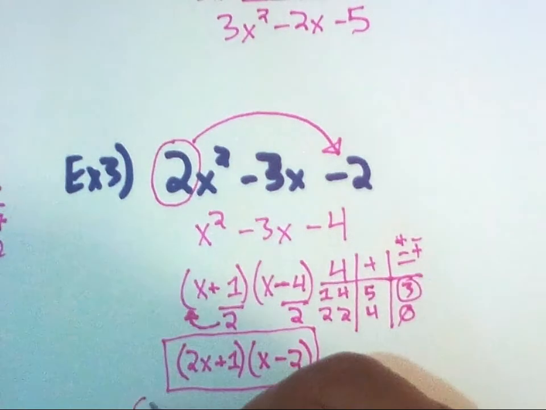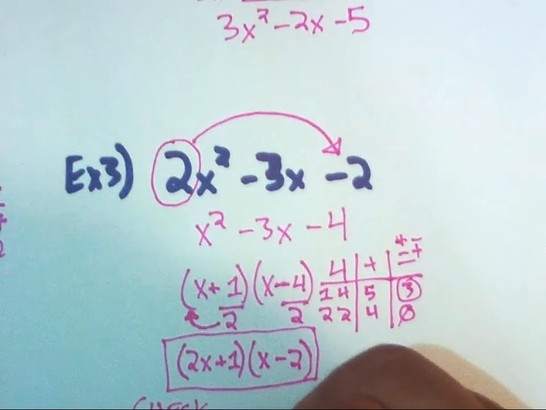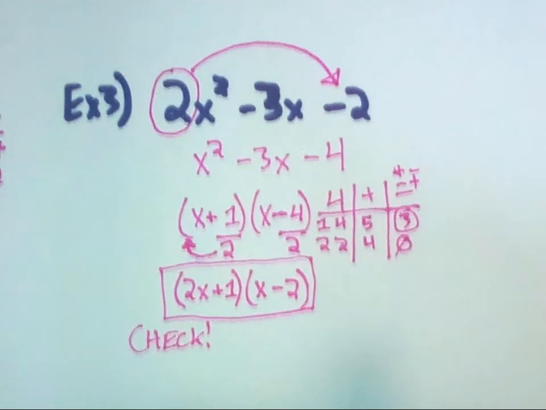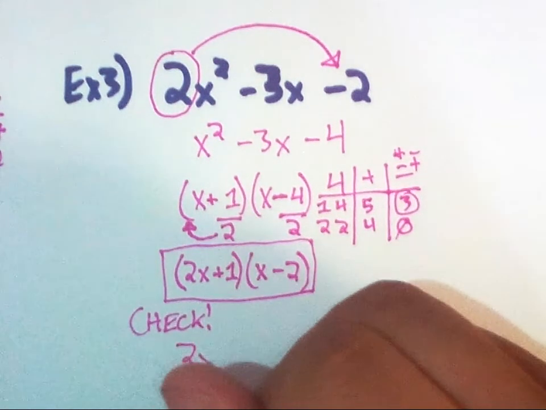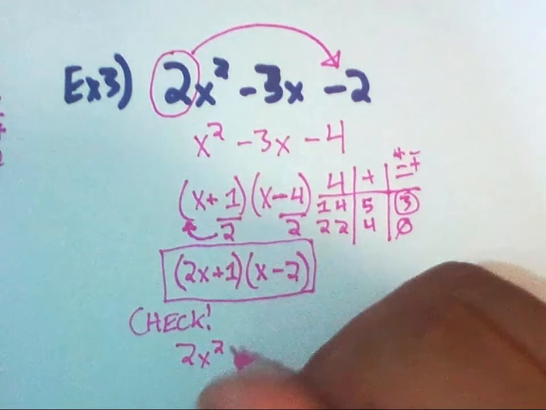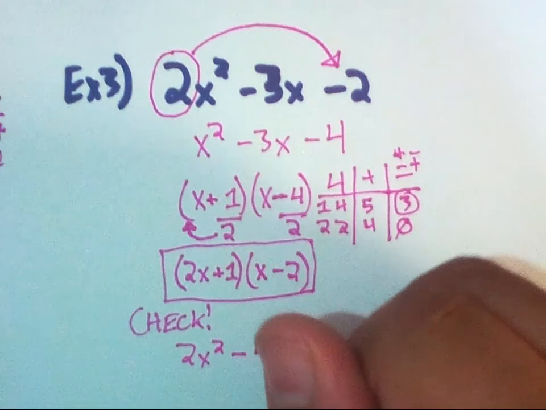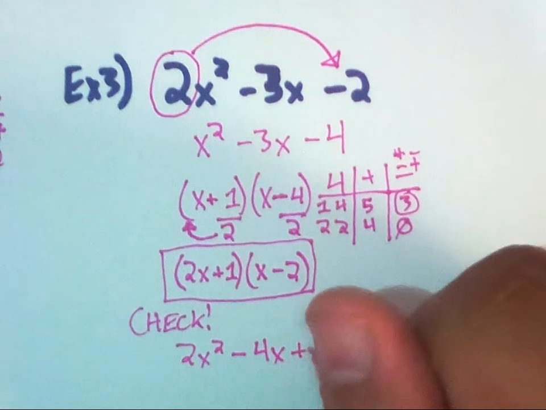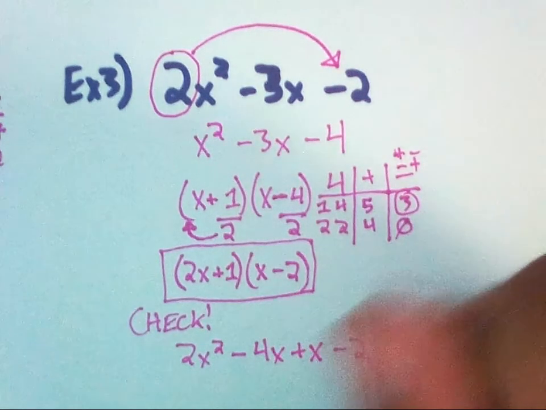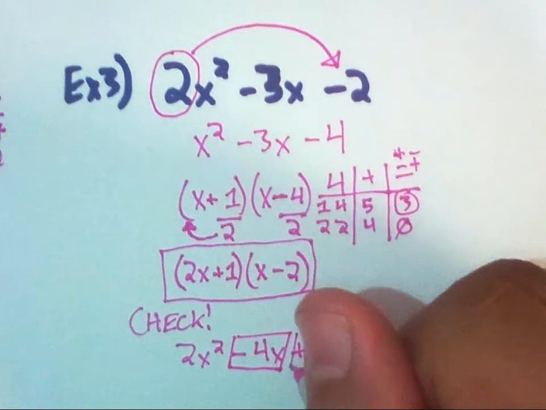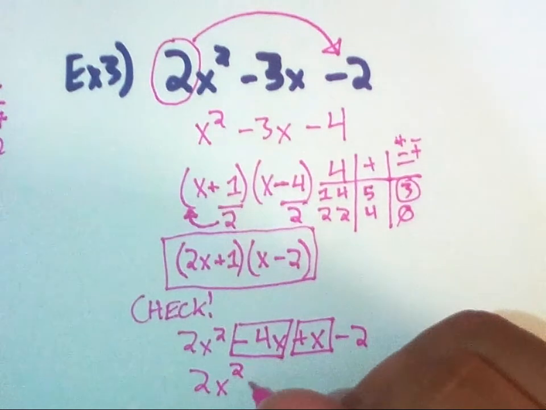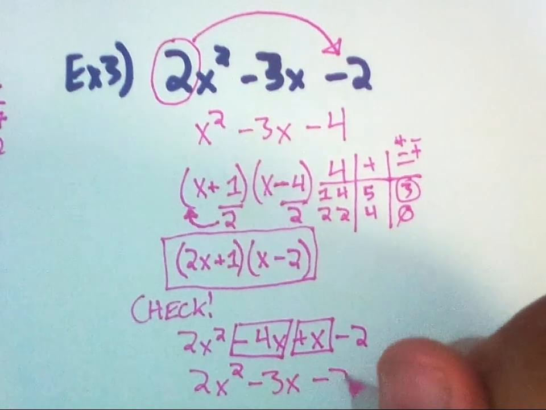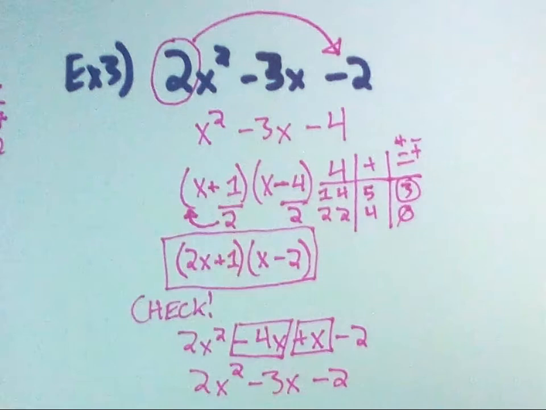How can we check? By foiling real quick. Doesn't take too much effort to foil. So let's see. 2x times x, that would be 2x squared. Outside is 2x times minus 2, so that'd be minus 4x. Inside is just going to be x, and last will be minus 2. We can clean this up, and we get 2x squared minus 3x minus 2, which is the original polynomial. So we're good. Thanks for watching.